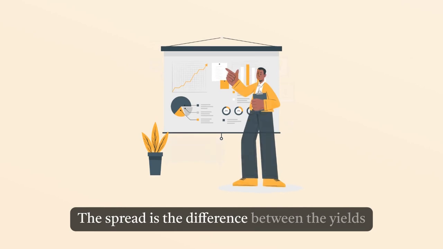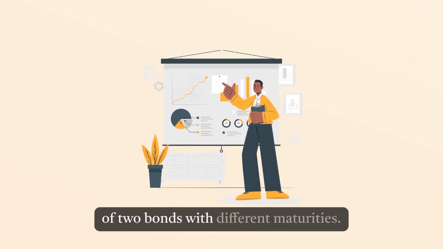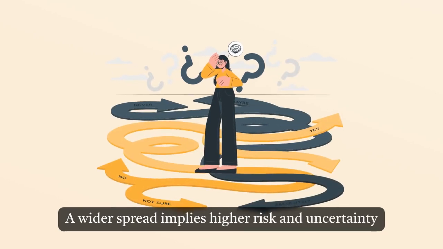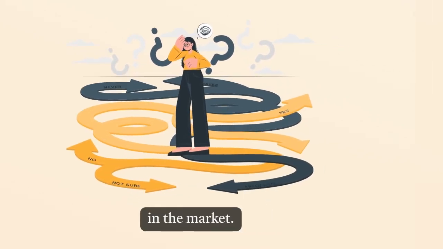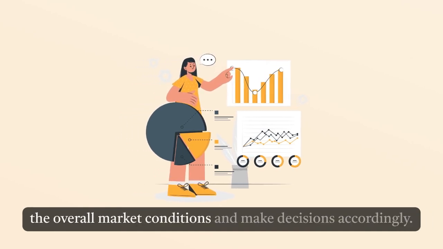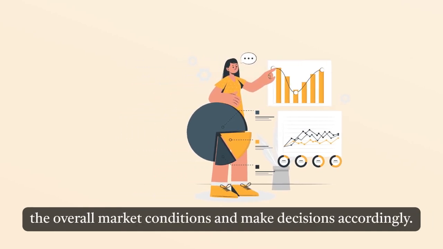The spread is the difference between the yields of two bonds with different maturities. A wider spread implies higher risk and uncertainty in the market. Bank treasury professionals monitor the spread to assess the overall market conditions and make decisions accordingly.